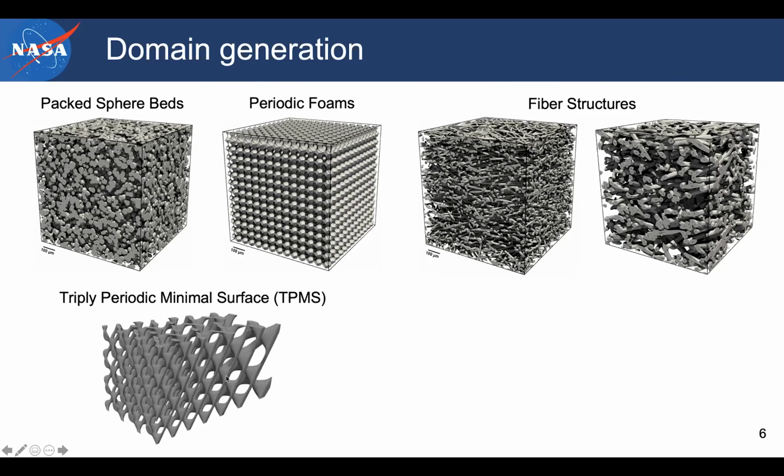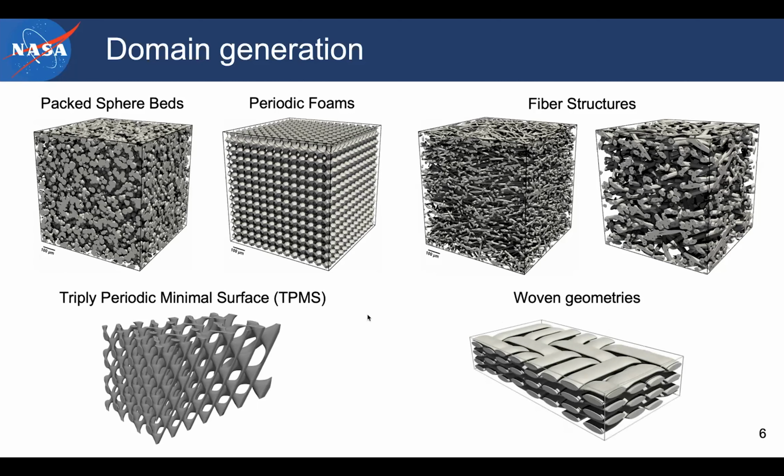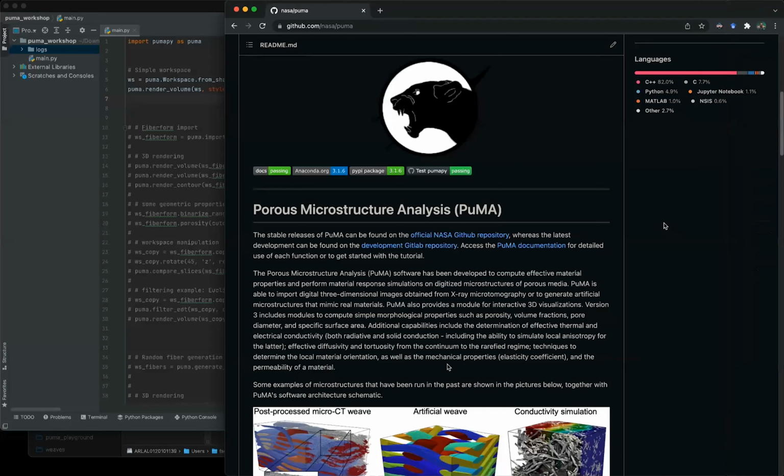So as Joseph mentioned earlier, another material we're able to generate is what is called the TPMS, or triply periodic minimal surface. So this is also present in PuMapy. And finally, something that is actually only present in PuMapy, thanks to the integration with TexGen, is the creation of woven geometries. And I have a whole section dedicated to this geometry specifically. So I will now jump into the next video about the image generation, manipulation, etc.